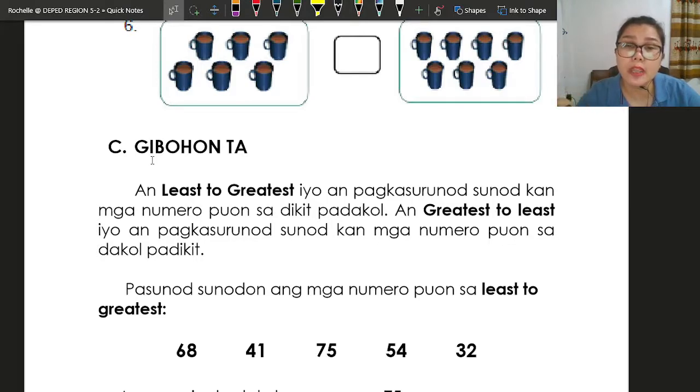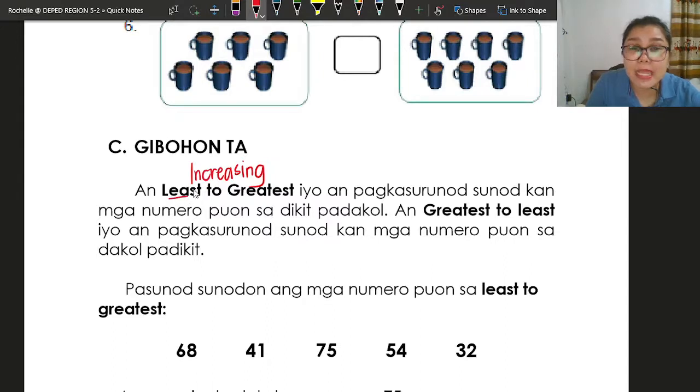When we say ordering, we put them in a correct order. So, we have here least to greatest, iyan, pagkasunod-sunod kan mga numero poon sa dikit padakol. So, simply, this is what we've done. Ibig sabihin to, ito yung increasing. If you remember what we did earlier, so increasing order, ibig sabihin least to greatest.